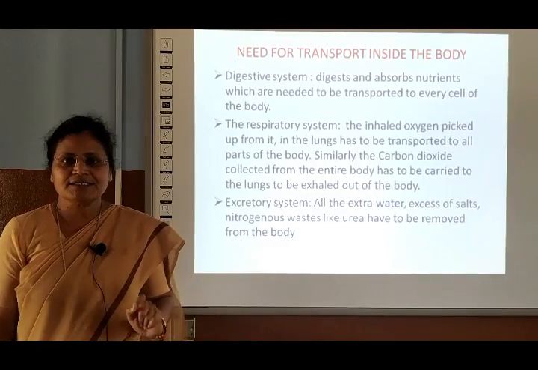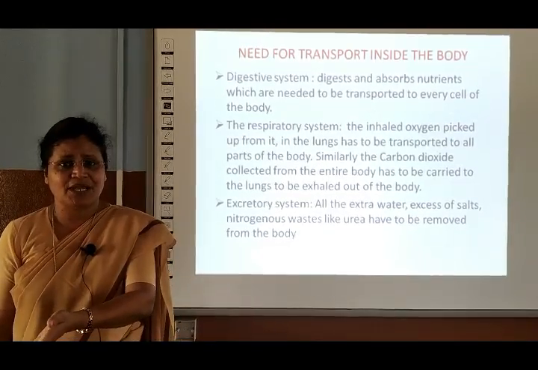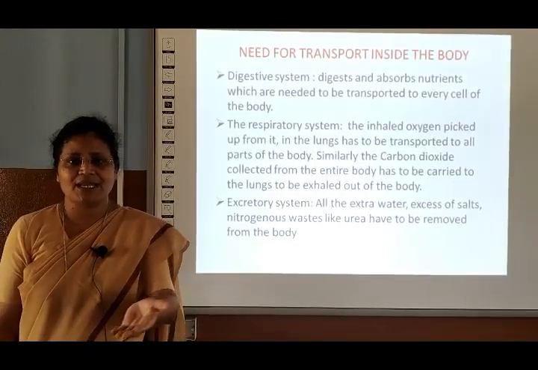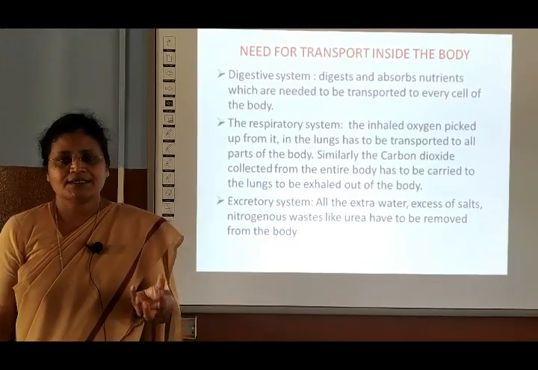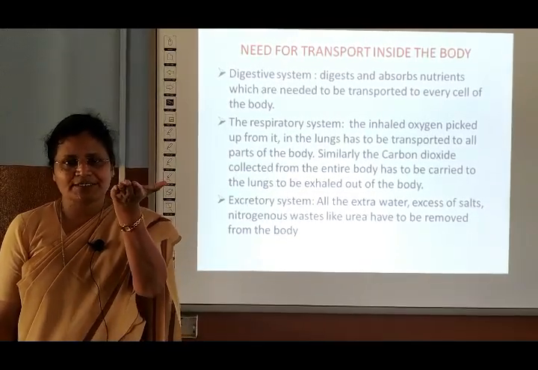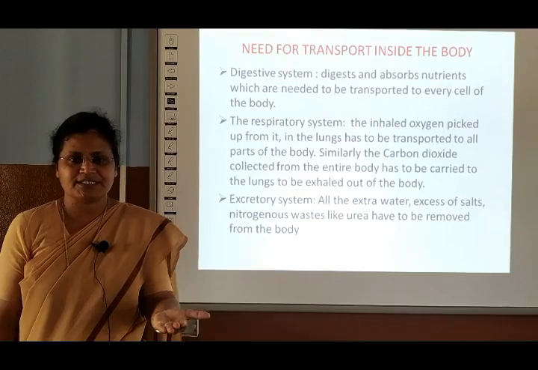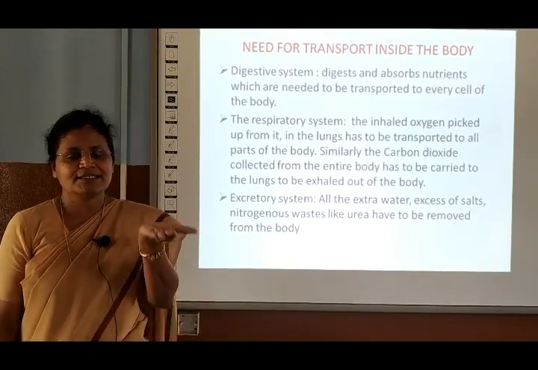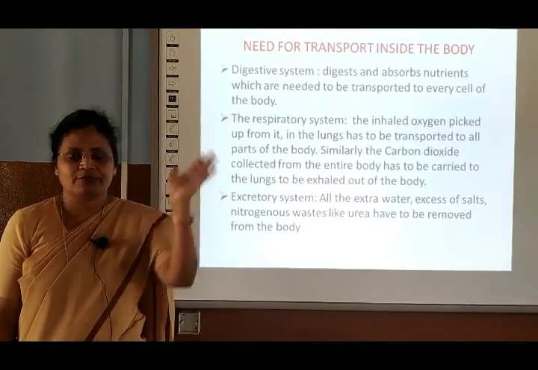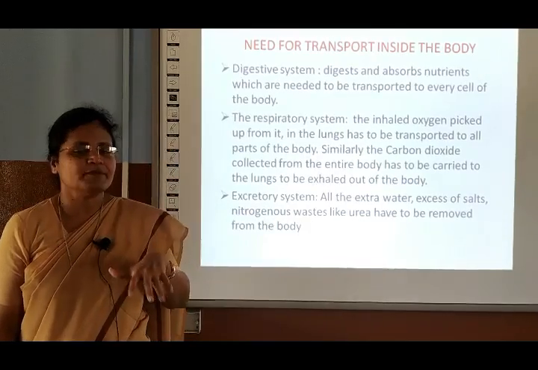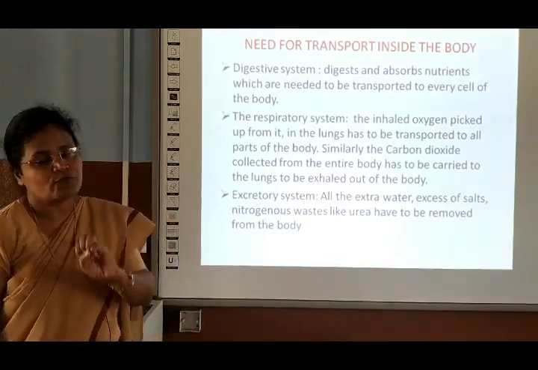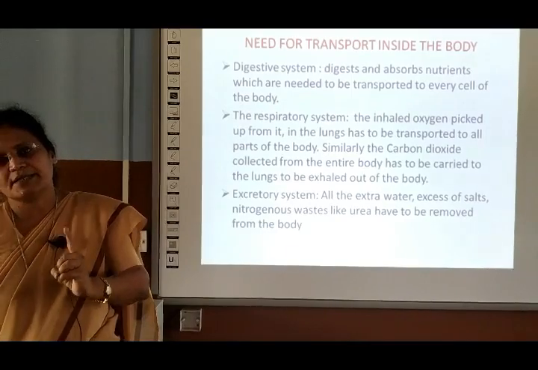In the lower classes, or even in the previous chapter, we learned a little bit about xylem and phloem. Xylem is responsible for the ascent of sap, phloem for the descent of sap. Xylem takes the upward movement of water and minerals, and phloem is responsible for the downward movement of food substances prepared by the leaf.